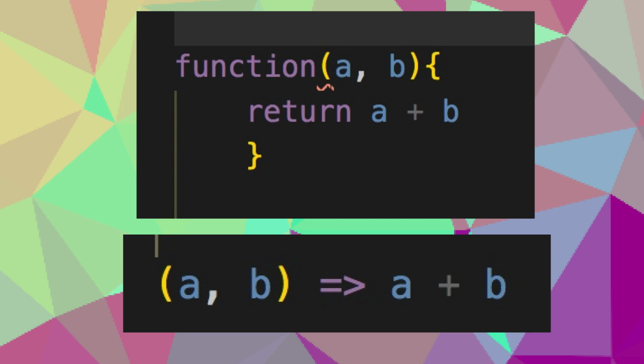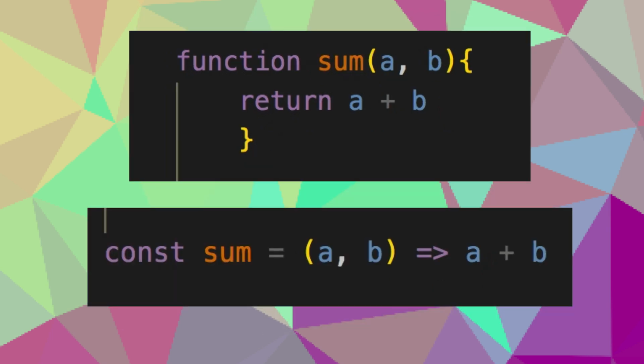If we've just got, say, an immediately invoked function declaration like this, where it's going to take in A and B and implicitly return the sum of A and B, we can lose the curly braces and the return keyword and get a really short function declaration, which is great in callbacks, which we'll see in a second.